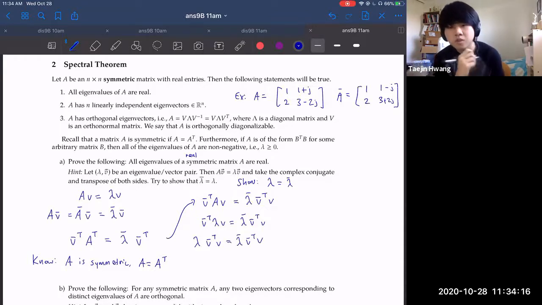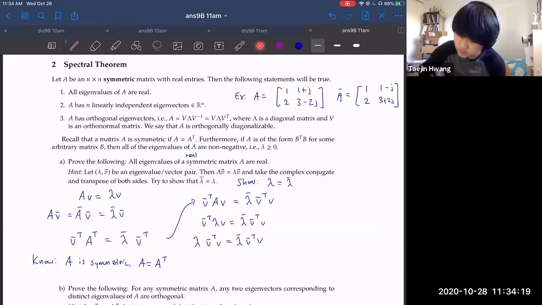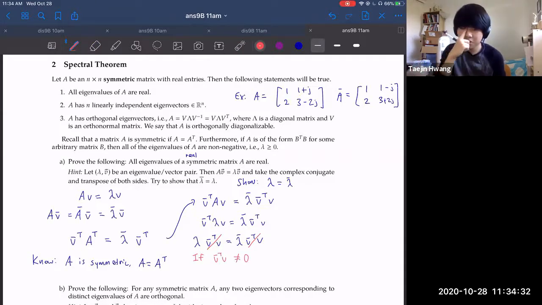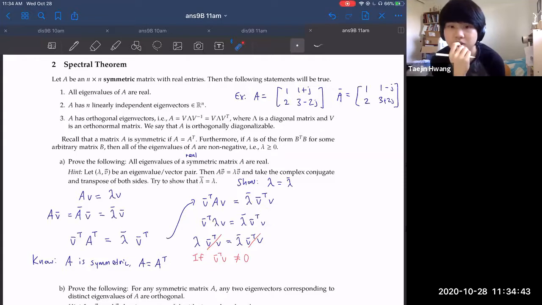And from here, we can divide by V bar transpose V if V bar transpose V is not equal to 0. So any ideas? If you have any ideas, type them out in the chat on why V bar transpose V is not equal to 0. And I guess notice how if it is not equal to 0, then the two cancel and you have lambda is equal to lambda bar.